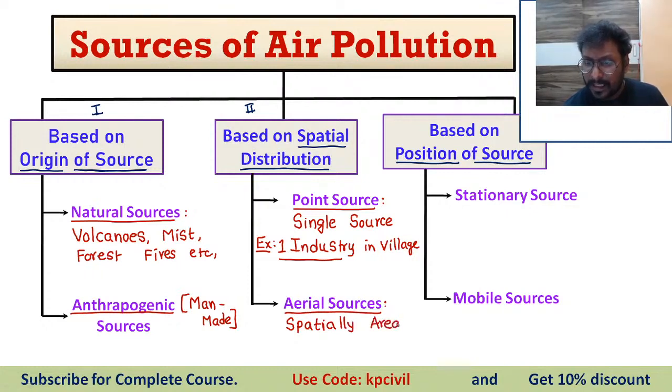Why are pollutants distributed spatially over a huge area? Because the number of sources is several, n. When n number of sources are there, we'll take a city. A city consists of several industries. Where are the several industries located? In an industrial area. Spatially distributed air pollutants: huge area, industrial area.